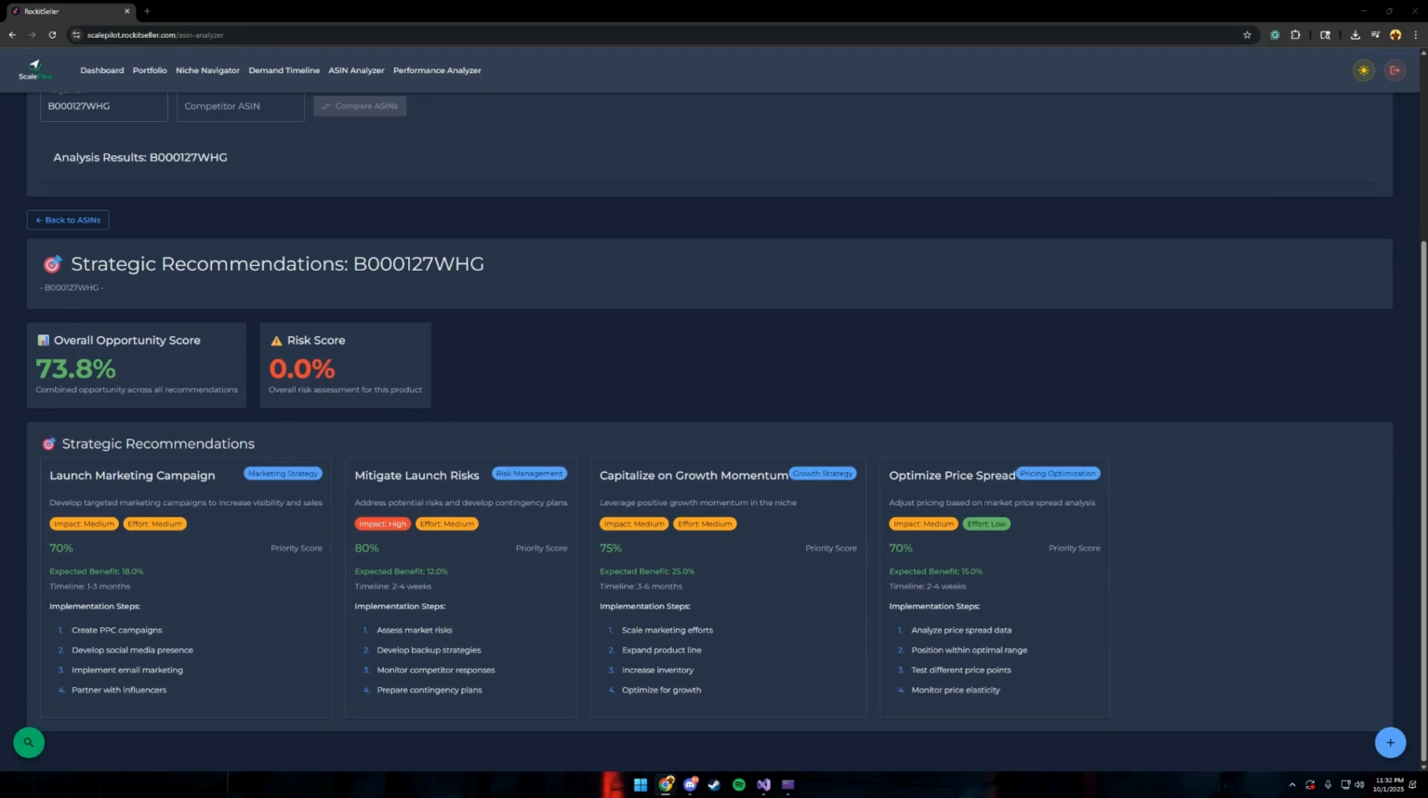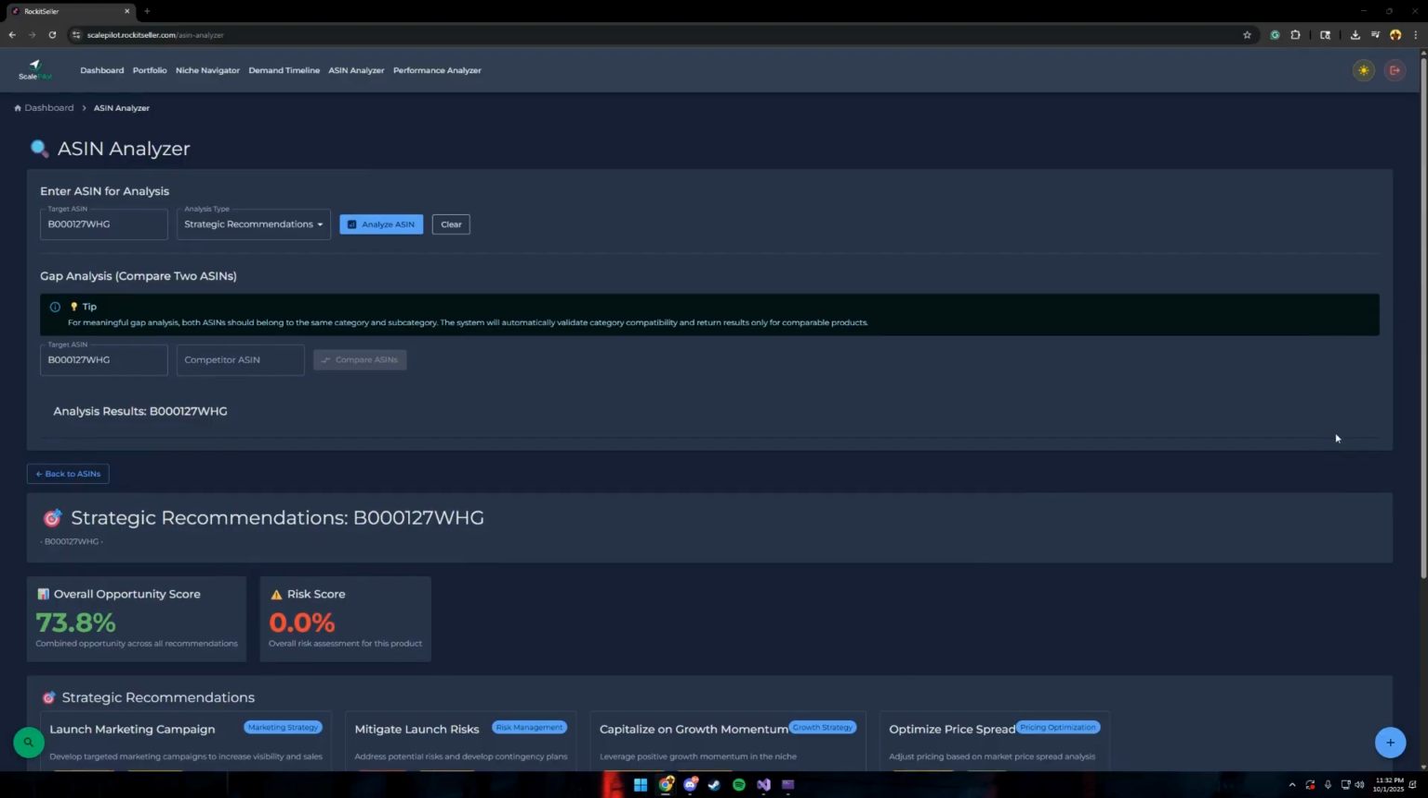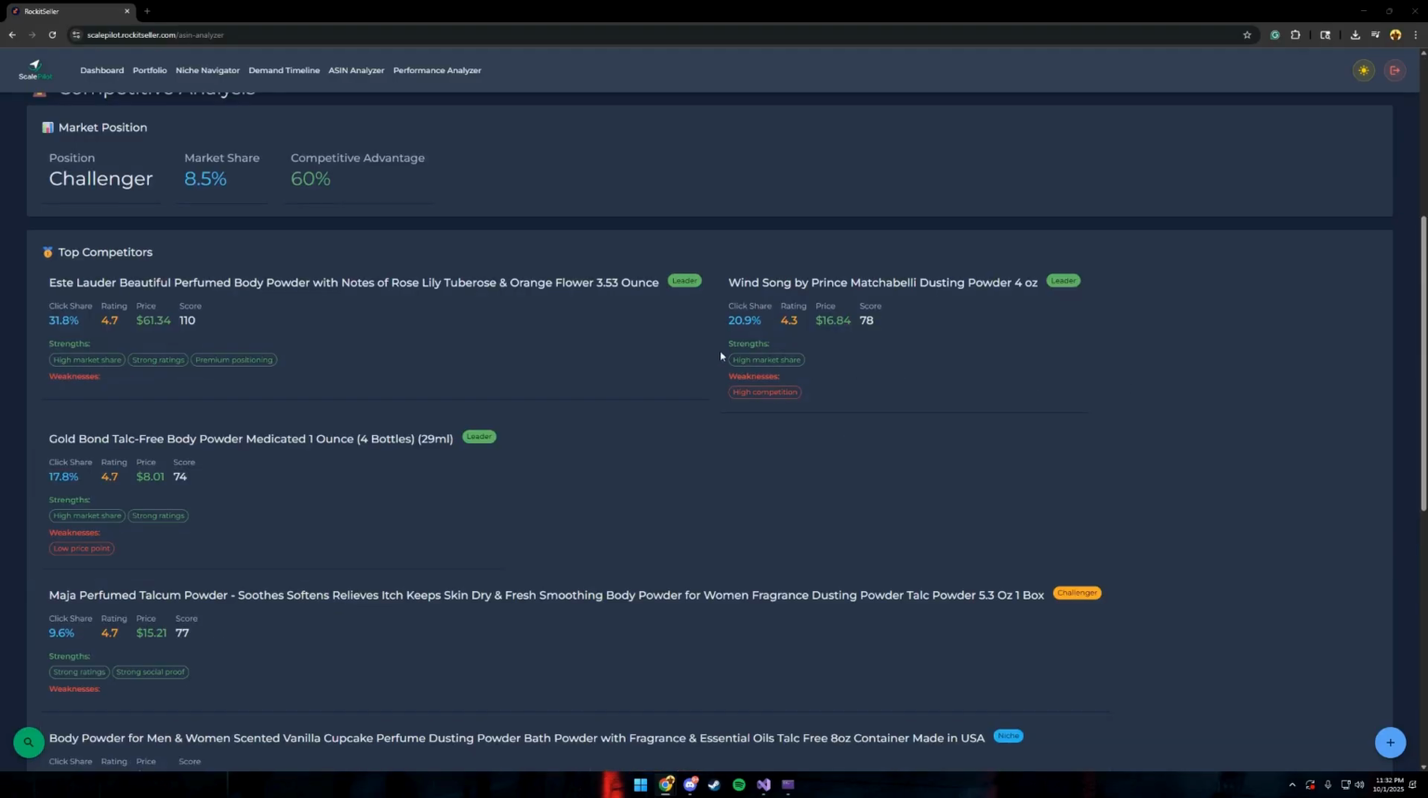High-performing ASINs in declining categories might be short-term wins, but long-term risks. Look for products with strong performance in growing markets. Those are suitable opportunities. As you can see here, the analyzer reveals market saturation through competitor density and performance distribution. If the top 10 products dominate 80% of market share, entry is difficult. If market share is distributed, there's room for new players.